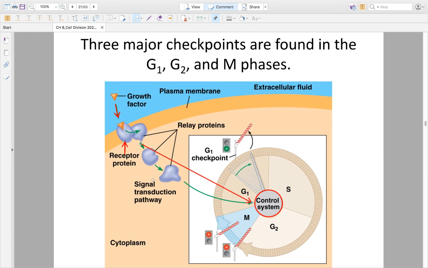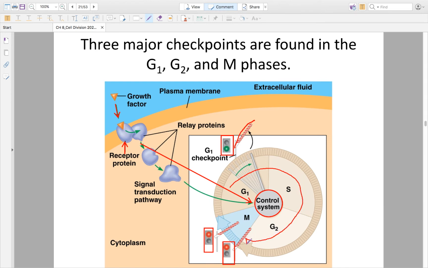And now see these little things, they look like lights, like traffic lights. Okay, there's a reason for that. This is where the checkpoints are. So we have a G1 checkpoint. A G1 checkpoint is going to check that the cell is supposed to really divide, so it makes sure that it does. And if it gives it the green light and allows it to move through, it will usually move through the entire cycle, unless there's a problem.